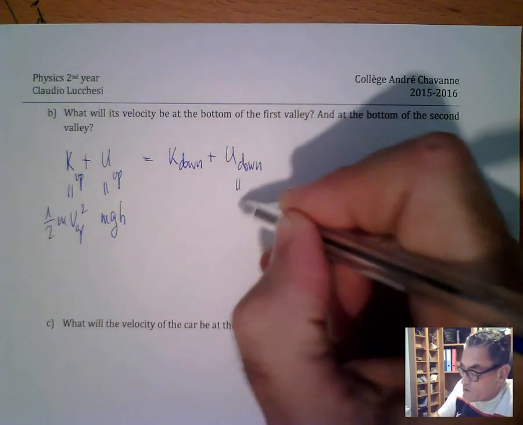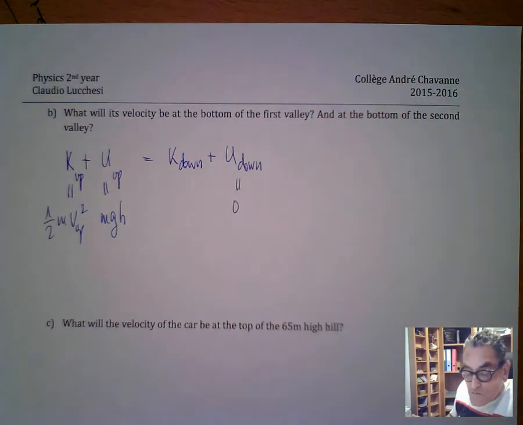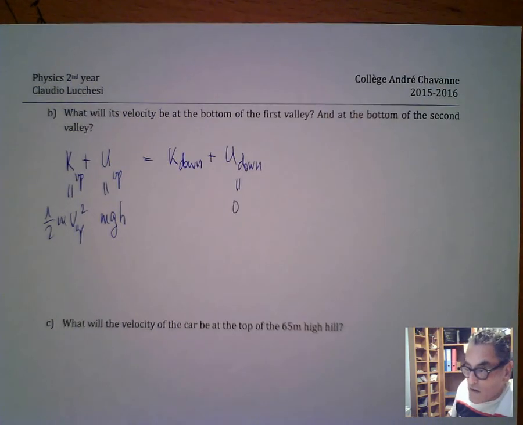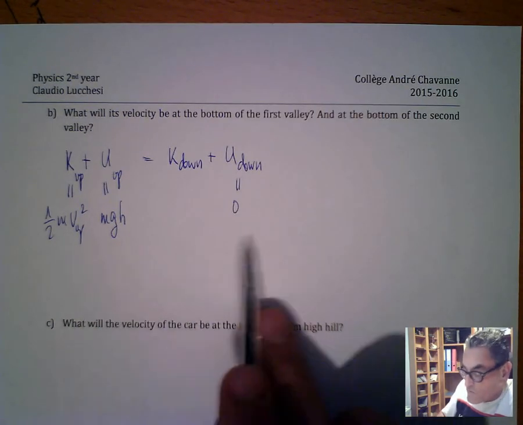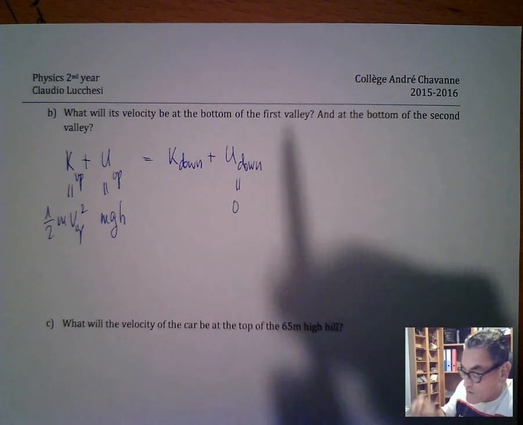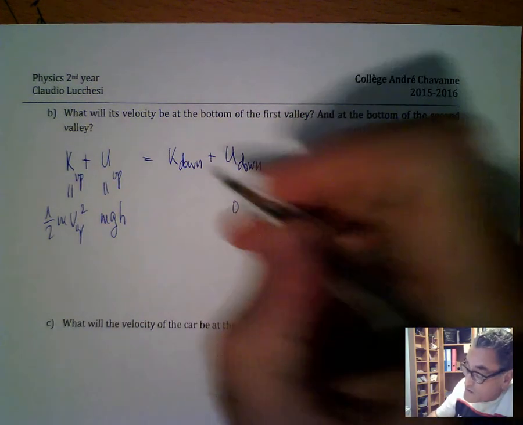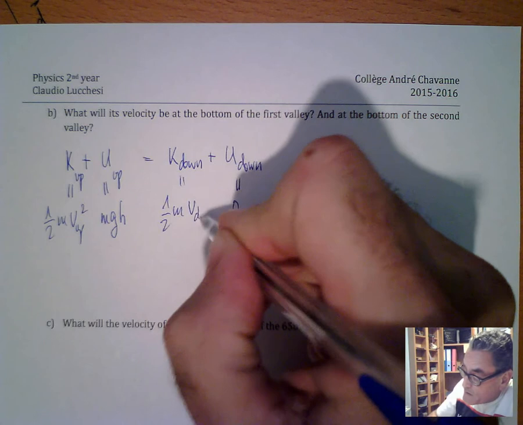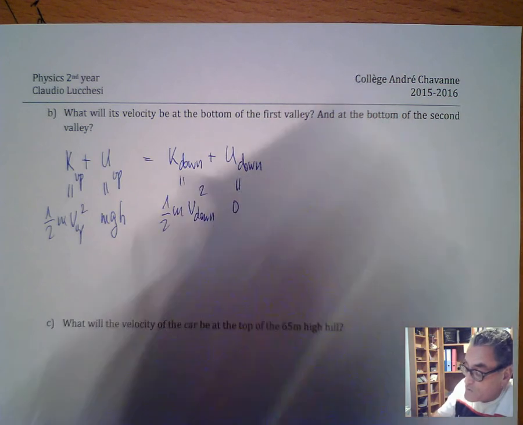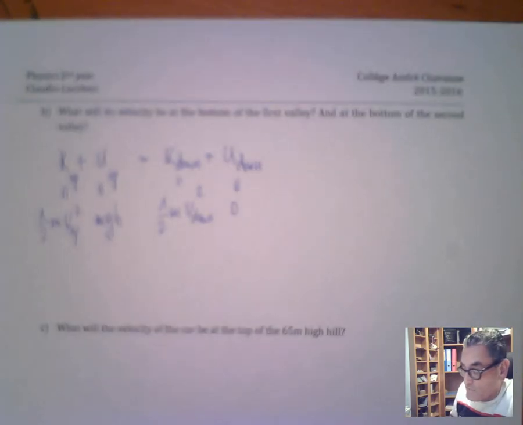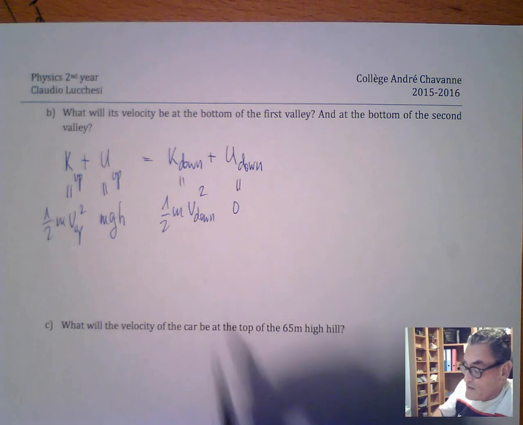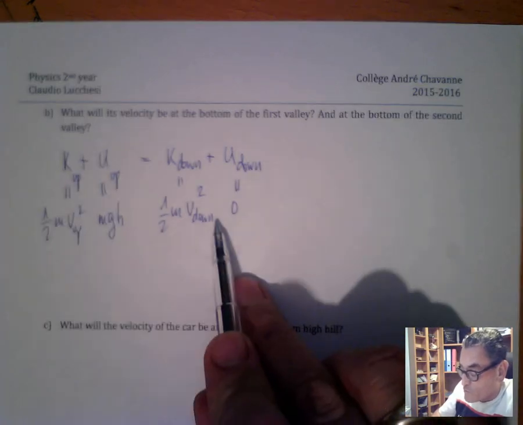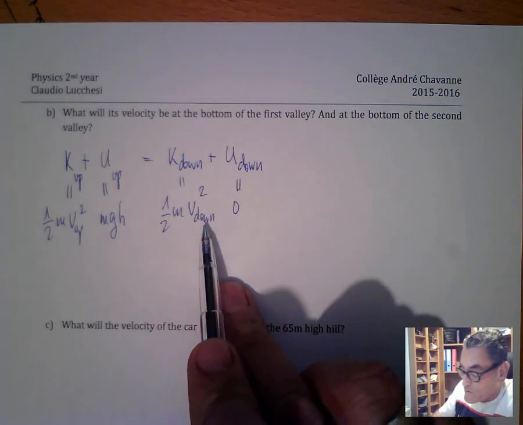Now, the potential energy down is going to be 0 because I set the 0 of altitudes at the level of the bottom of the system. So this U down is going to be 0, and the K down is 1/2 m v down squared. Okay, so it makes things quite easy. You want to compute this v down squared, and you have all these terms.